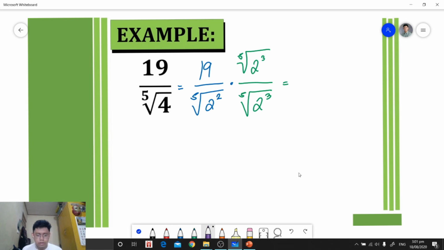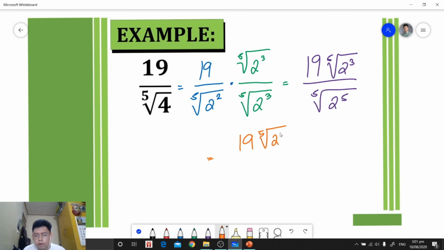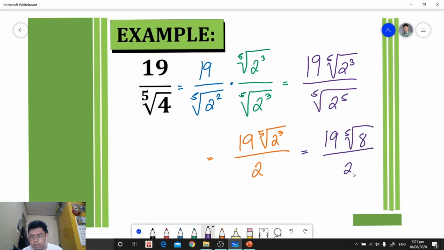Let's apply the rules in multiplying radicals. Our numerator will be equal to 19 fifth root of 2 raised to 3, and our denominator will be the fifth root of 2 raised to 5. Now, simplifying this, we will have 19 times the fifth root of 2 raised to 3 all over 2. Then we can also expand this. That will be equal to 19 times the fifth root of 8 all over 2. Since we cannot simplify 19 and 2, that will be our final answer.